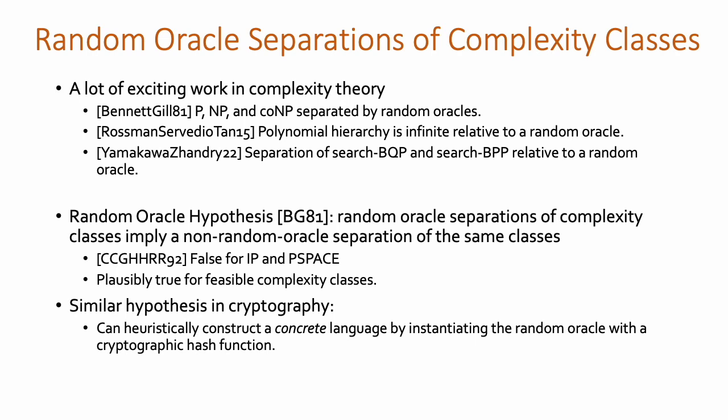We also have a random oracle hypothesis in complexity theory and cryptography, both of which are generally false, but are possibly true in natural contexts. In complexity theory, this hypothesis says that a random oracle separation of two complexity classes also implies a non-random oracle separation between the same classes. Well, this has been proved to be false for IP and PSPACE, but is plausibly true for feasible complexity classes like P, BPP, and NP. A similar hypothesis also exists in cryptography, which basically says that in natural contexts, one can replace a random oracle by any explicit hash function.